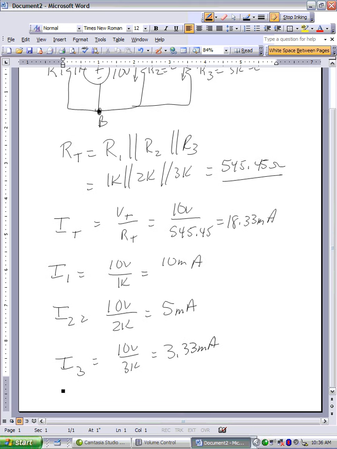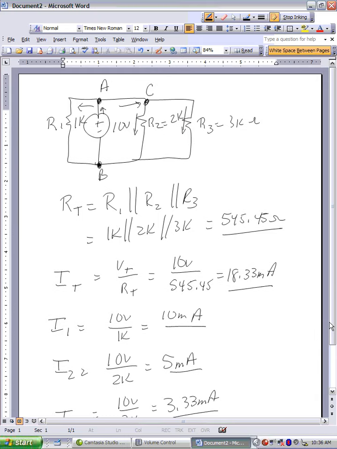Finally, Kirchhoff's current law, total is 1 plus 2 plus 3. So 18.33 is equal to 10 plus 5 plus 3.33. And that works out. Now this circuit would have been very difficult to analyze if I didn't just look at it for a minute and notice that all 3 resistors were connected across the source.